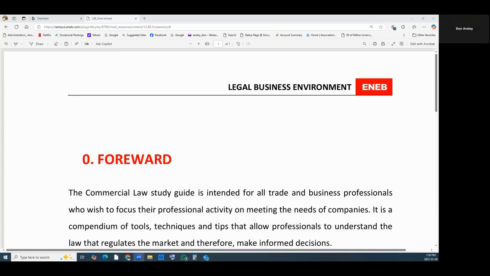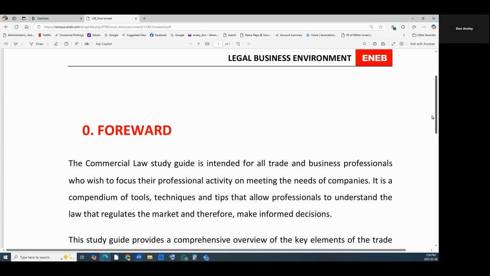The Commercial Law Study Guide is intended for all trade and business professionals who wish to focus their professional activities on meeting the needs of companies. It is a compendium of tools, techniques, and tips that allow professionals to understand the law that regulates the market and therefore make informed decisions.